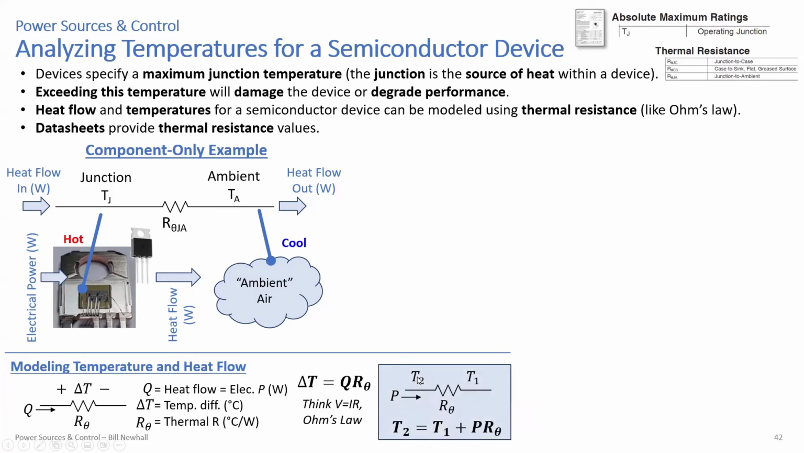Okay, so here's the model. You have temperature T2 and temperature T1, and we have this, again, power in watts, this heat flow flowing through that thermal resistance. So T2 is going to be a higher temperature than T1. It's going to be that power times the thermal resistance. Okay, so that's a simple example with a single resistance value.